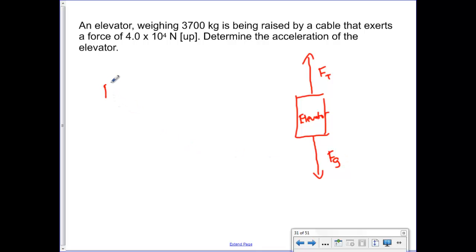So if we want to find the net force, tension is pulling this thing up, and gravity is pulling it back down. We have to take that into account, yeah.